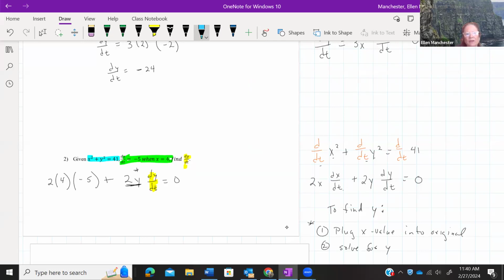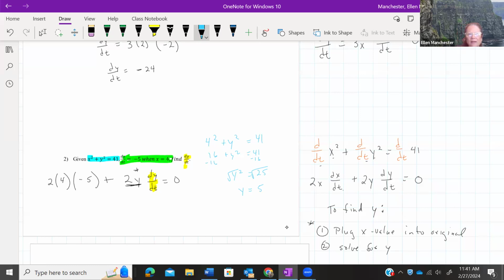Okay, so we have 4 squared plus y squared equals 41. So 4 squared is 16. So all I'm doing is just algebra, right? I'm just solving for a variable. So 41 minus 16 is 25. And now I'm going to square root both sides. So my y is going to be 5.